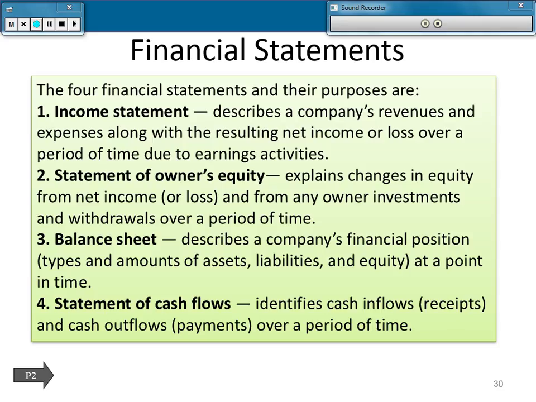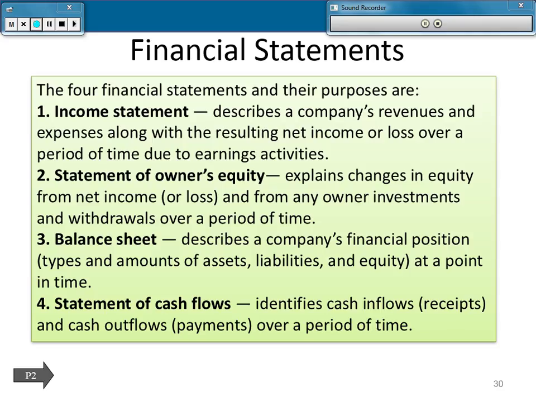Now, what do all of them do? Income statement. This shows the net income or net loss. So the only thing, and that's what I want you to write down, the only thing that is on an income statement is revenues and expenses. Everybody's clear? The only thing that is on an income statement is revenues and expenses.